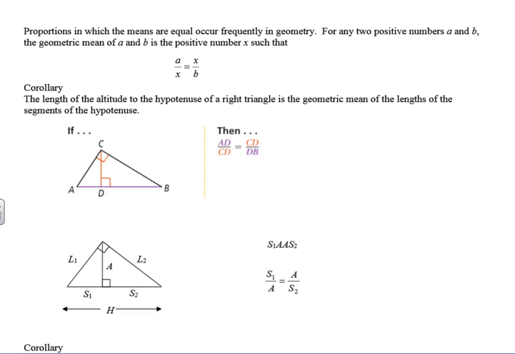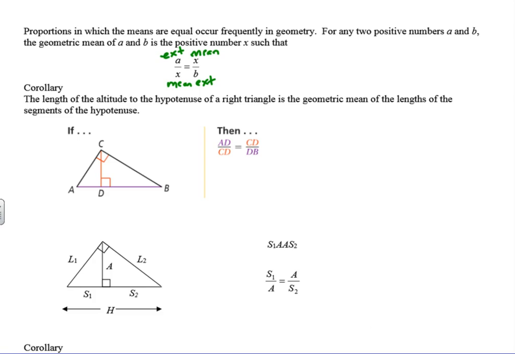Now when we're solving these things, this is where the term geometric mean comes in. Proportions in which the means are equal occur frequently in geometry. For any two positive numbers a and b, the geometric mean of a and b is the positive number x, such that a over x equals x over b.